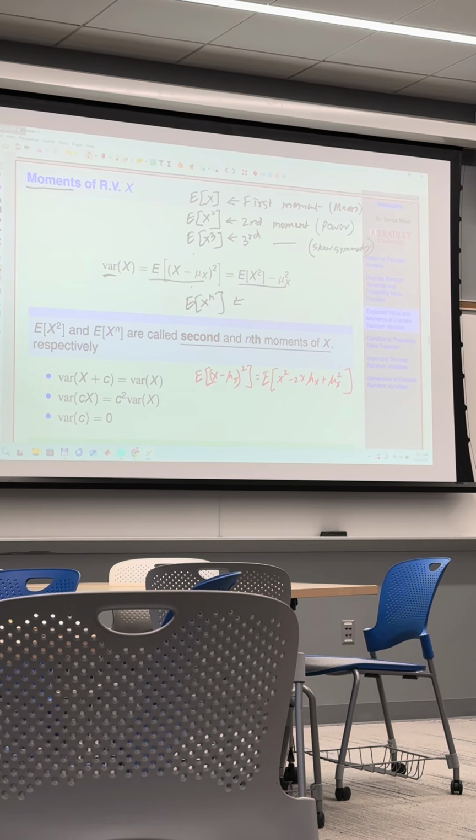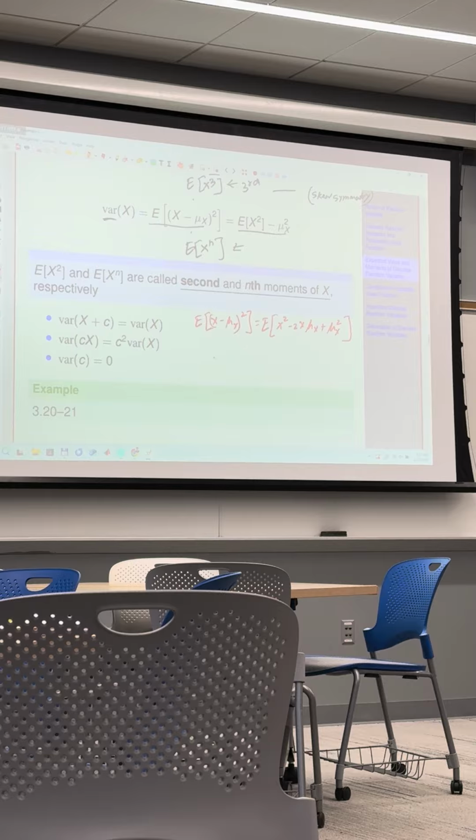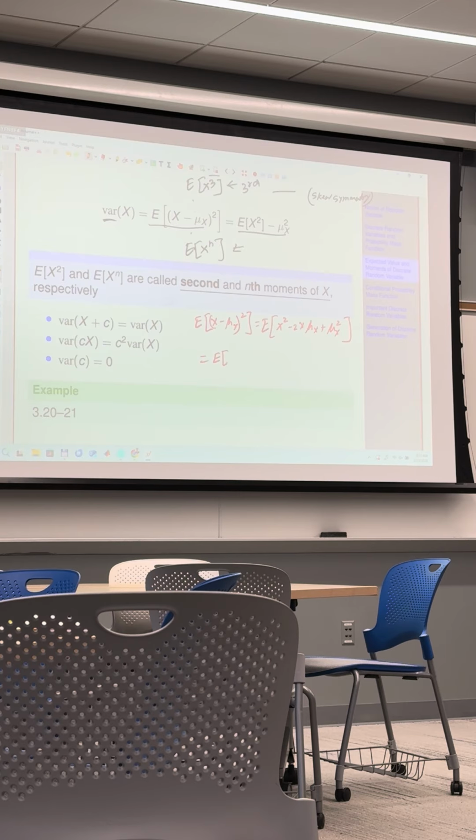Okay, I distribute this operator inside. I have the expectation operator on x squared, which becomes the second moment. Then minus 2 is a constant, so you can bring 2 out, and then you apply the expectation operator on x, and then you have mu sub x. Then plus you apply the expectation operator on mu sub x squared.